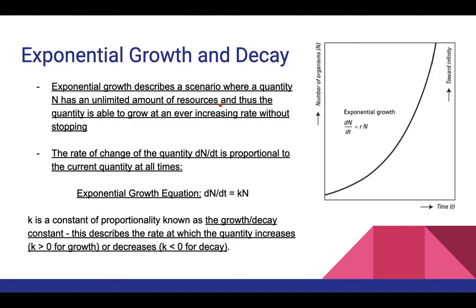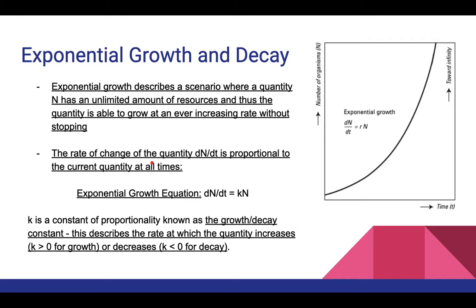Exponential growth describes a scenario where quantity n has an unlimited amount of resources and thus the quantity is able to grow at an ever-increasing rate without stopping. It grows at an ever-increasing rate because they don't have to worry about running out of resources, so they can continue to consume more resources at an ever faster rate, okay?